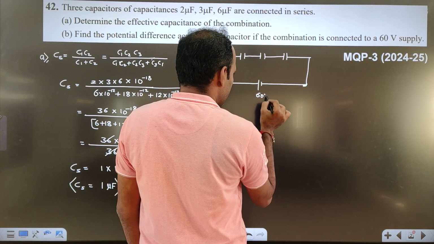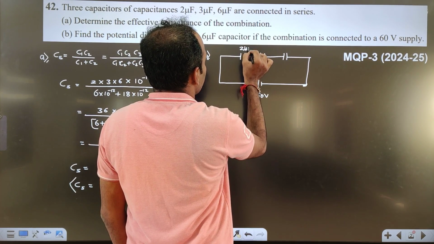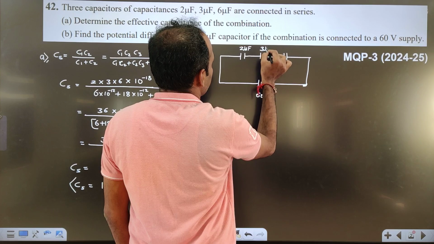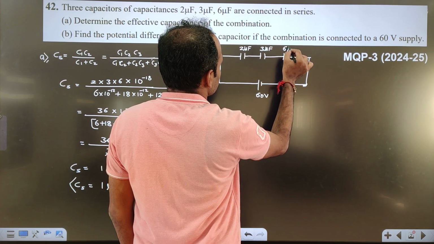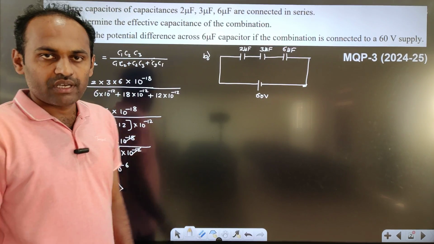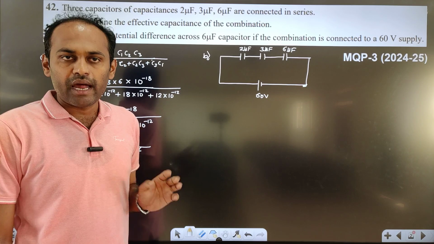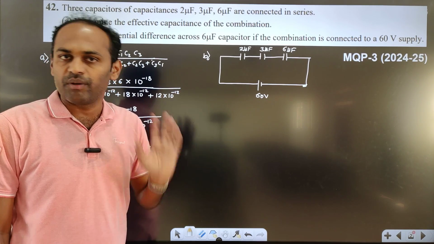The 60 volt battery is connected. This capacitor is 2 microfarad, this is 3 microfarad and this is 6 microfarad. We know very well in series combination, charge on each capacitor will be same and voltage across each capacitor will be different.